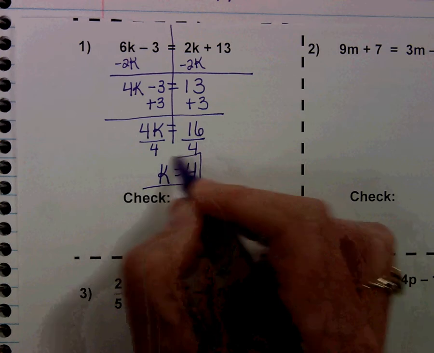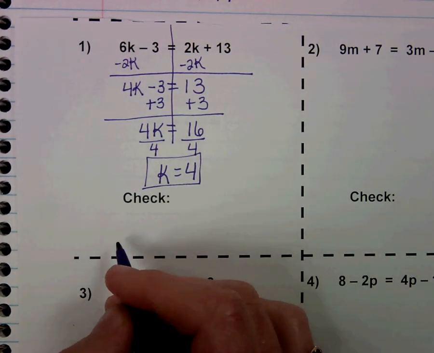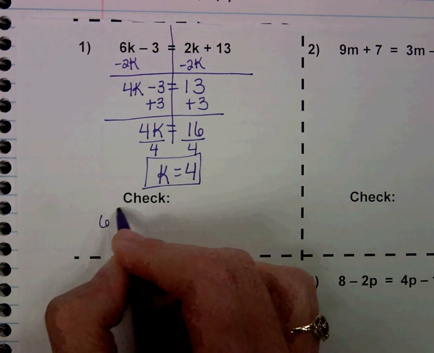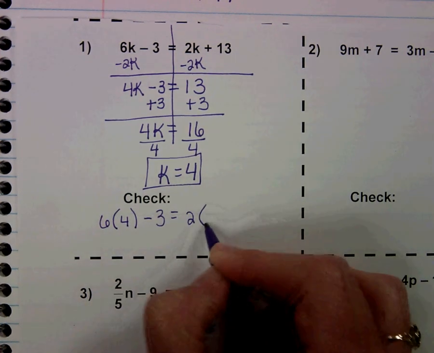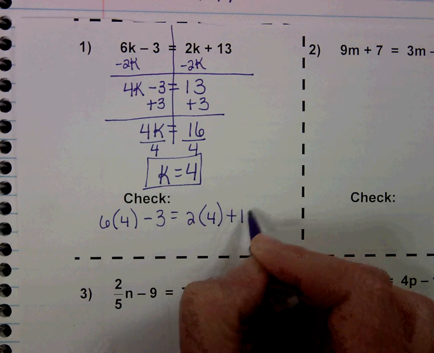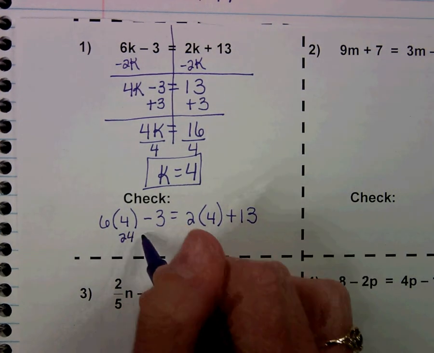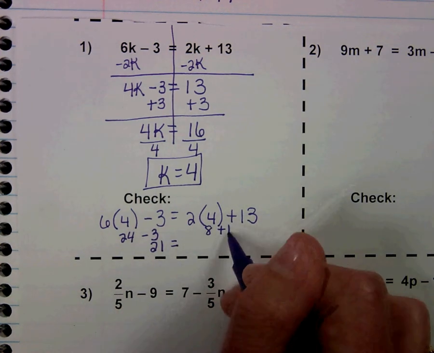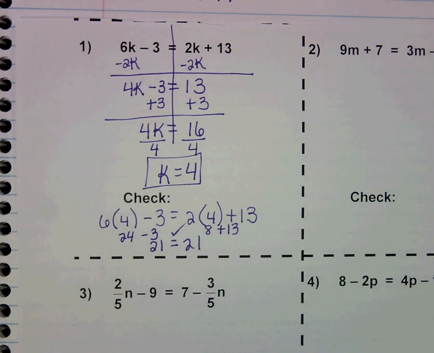Now the check part, we haven't done a lot of this, but remember you can check your solution by plugging it back in. So everywhere we see a k, we're going to plug in a 4, and we're going to check to see that it really does come out equal, that it really does solve the equation. So this would be 24 minus 3, which is 21. And this would be 8 plus 13, which is also 21. So yes, we're good. That is the solution to our equation.